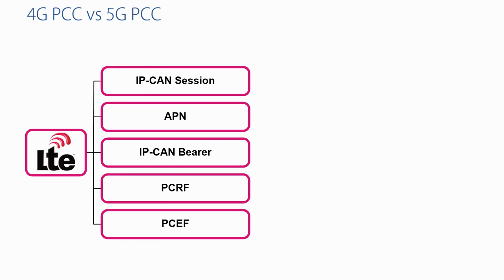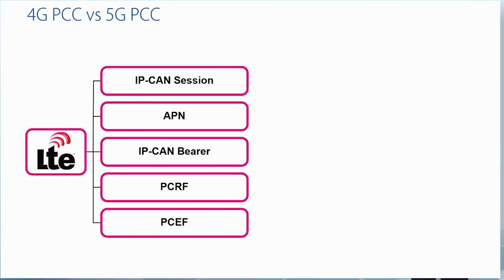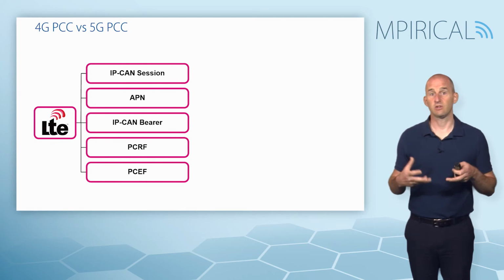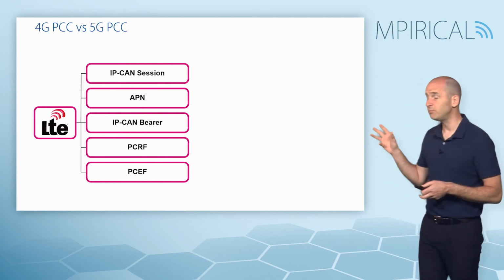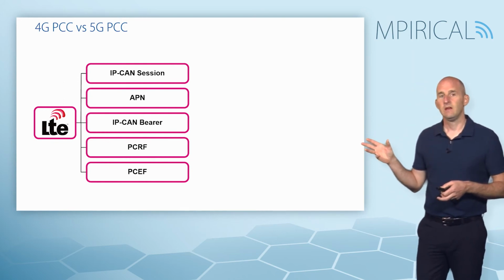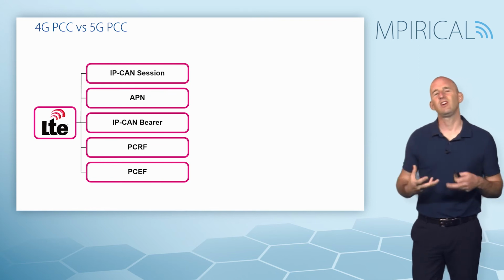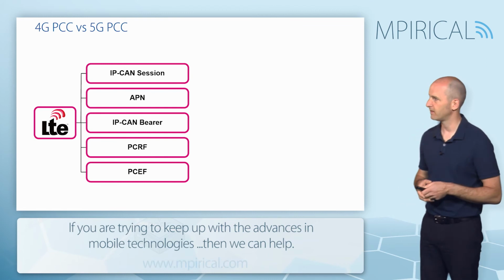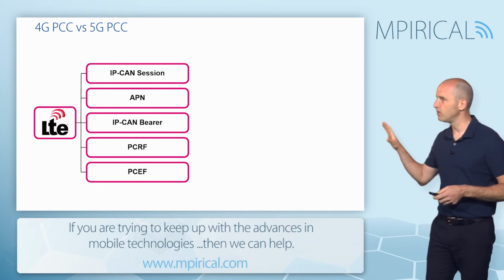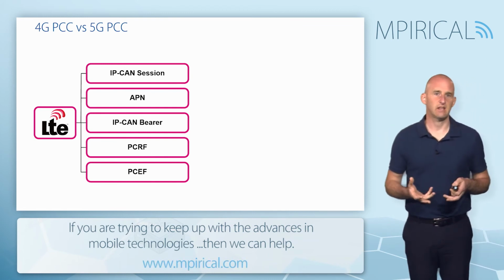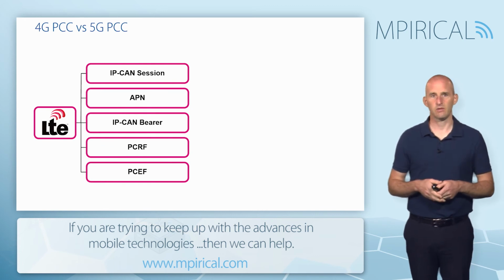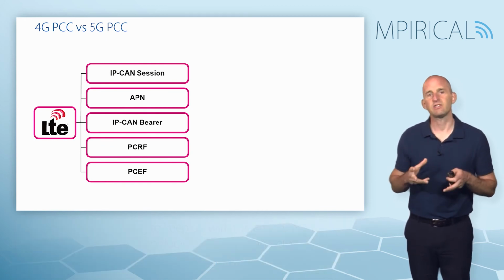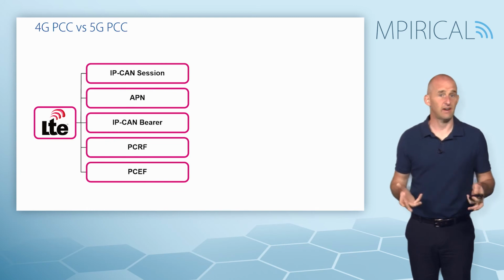Now, in terms of a comparison, of course, policy and charging control isn't a new thing. It was introduced a long time ago, even before LTE. Now, LTE was the first instance where we really saw policy and charging control come into effect. And there are a number of different concepts and terminology in LTE which you may already be familiar with. So just as a comparison, what do we have in 5G?